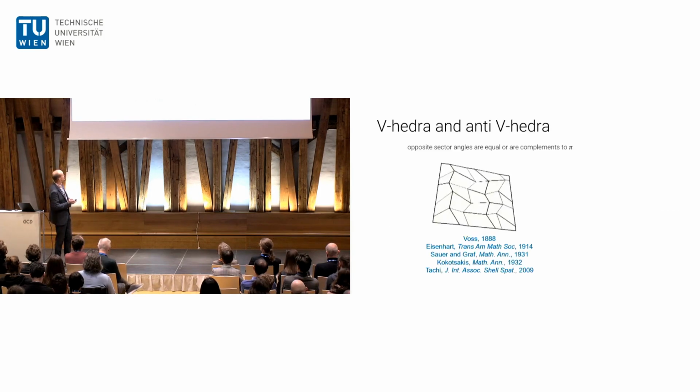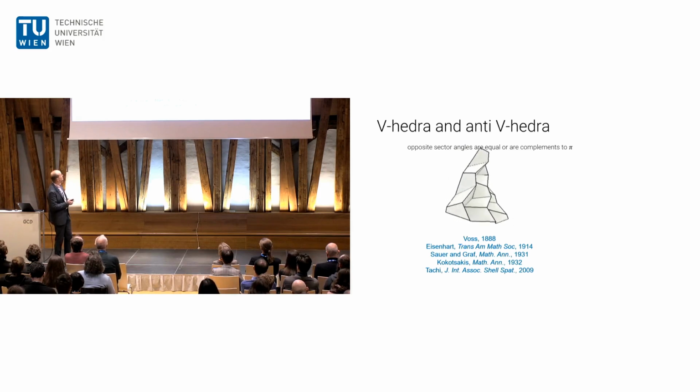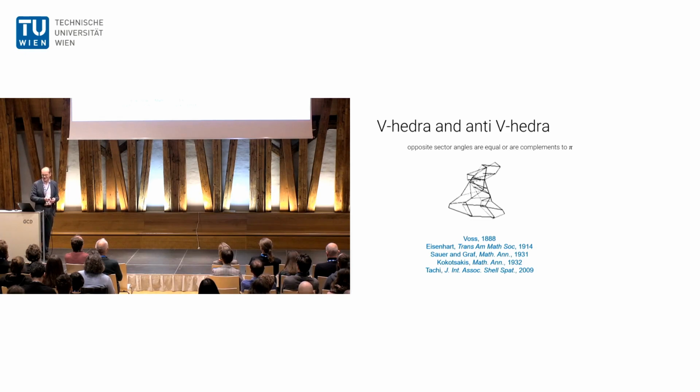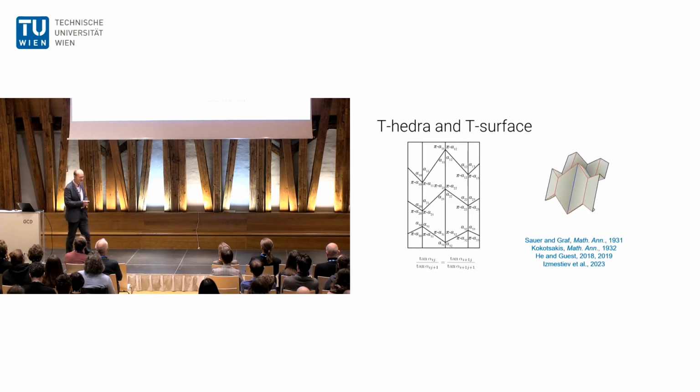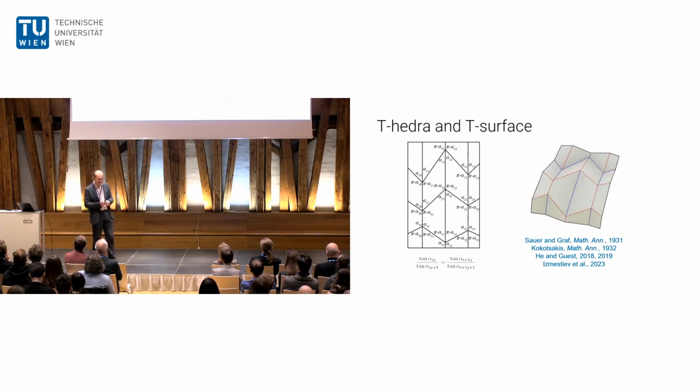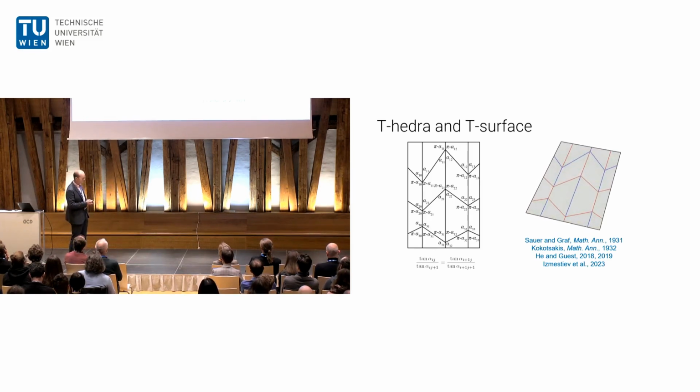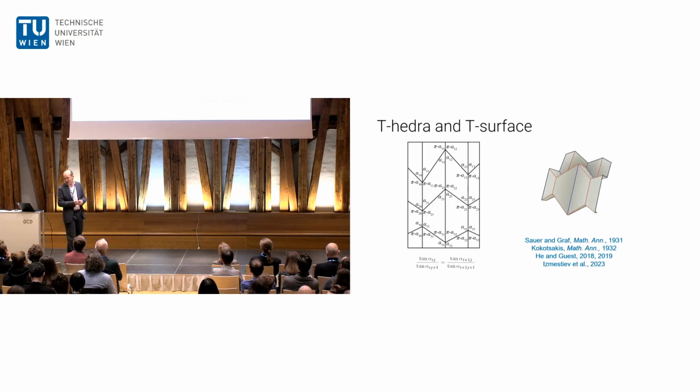So here are some of the possible results you get. One possibility, which goes back 150 years, is the thing called the V-hedra and the anti-V-hedra. This is a well-known possible solution to the problem, where there's another set of surfaces called T-hedra, T-surfaces. The Miura Ori is an example of these. Again, this goes back to the 1930s and has been well understood.